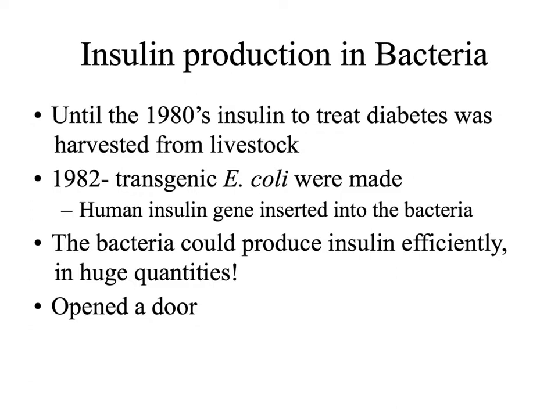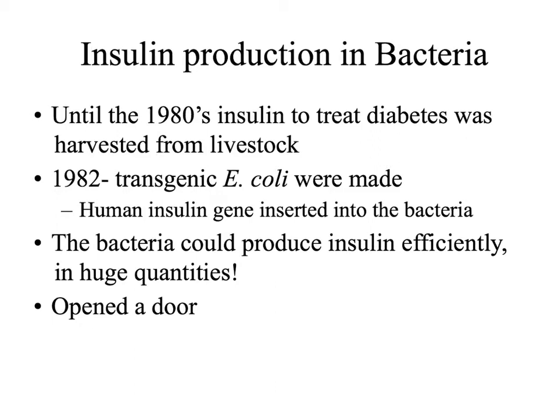In 1982, a transgenic E. coli bacteria was produced. This bacteria was able to produce human insulin. They inserted the gene for human insulin into these bacteria so that they could produce insulin quickly, easily, and efficiently. Now insulin is produced in huge quantities.